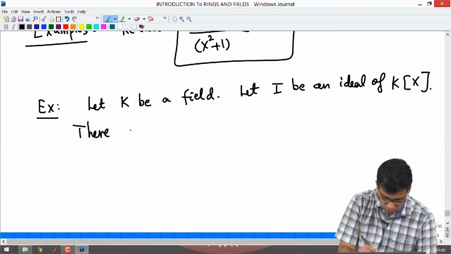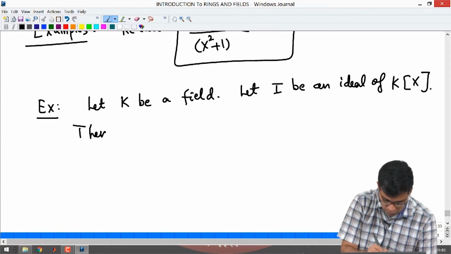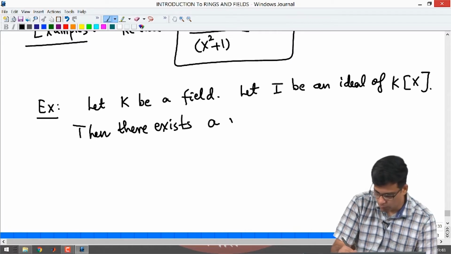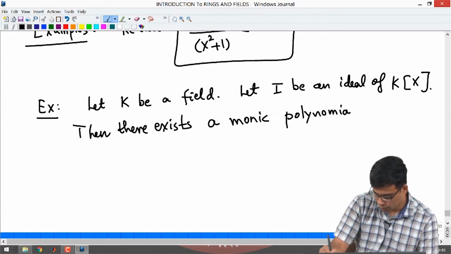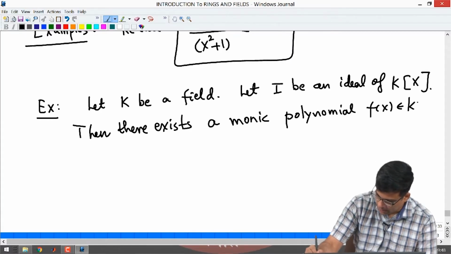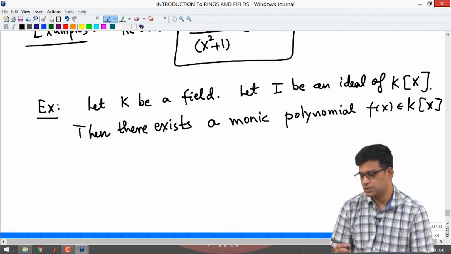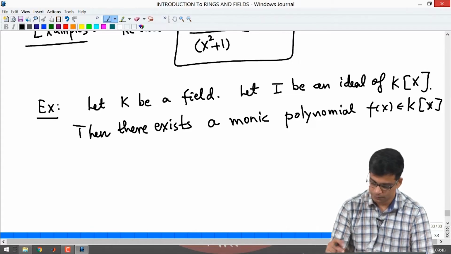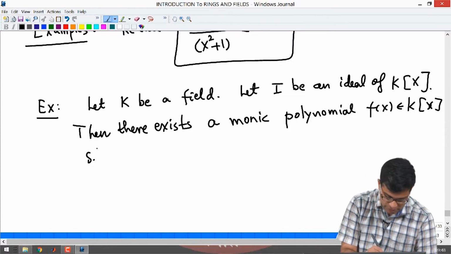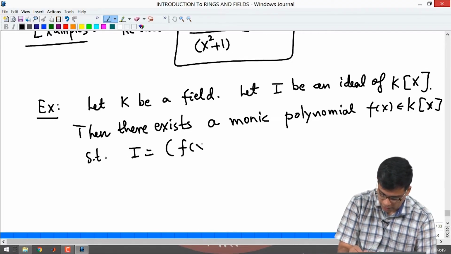Then there exists a monic polynomial f(x) in K[x]. Remember, what is monic? Monic simply means that its leading coefficient is 1. So, if it is a polynomial of degree 10, that means x to the power 10 is the largest power of x that you see there, and the coefficient of x to the power 10 is 1. There exists a monic polynomial f(x) such that I is equal to the ideal generated by f(x).